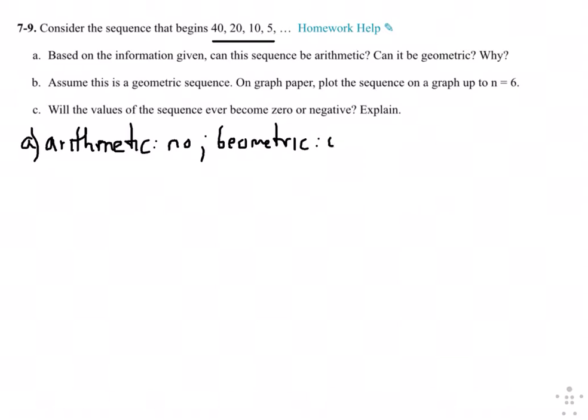is yes, because we can multiply by 1/2 each time. Right? Something along those lines. Okay, B says assume it's geometric. We're not assuming, we know it is, right? On graph paper, plot the sequence on a graph up to n equals 6.